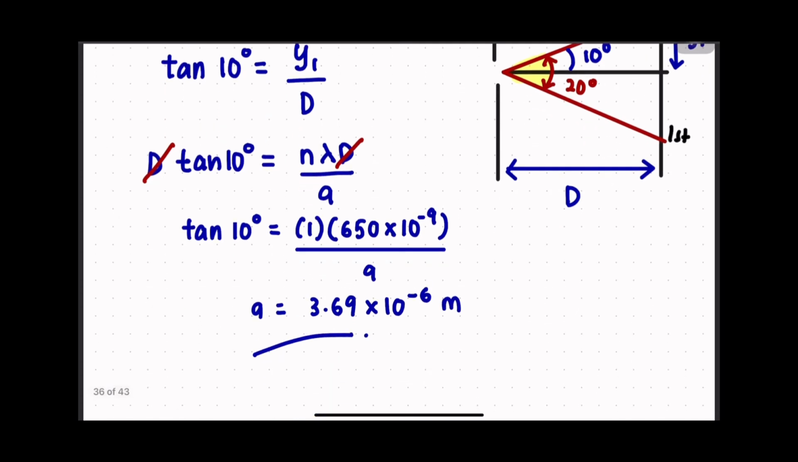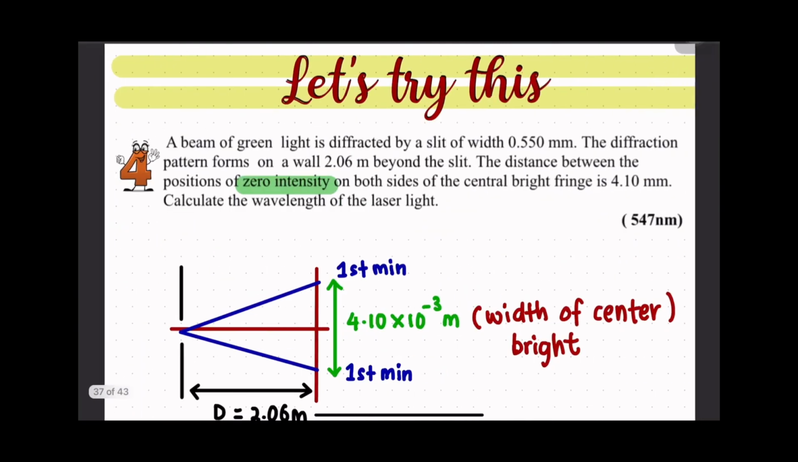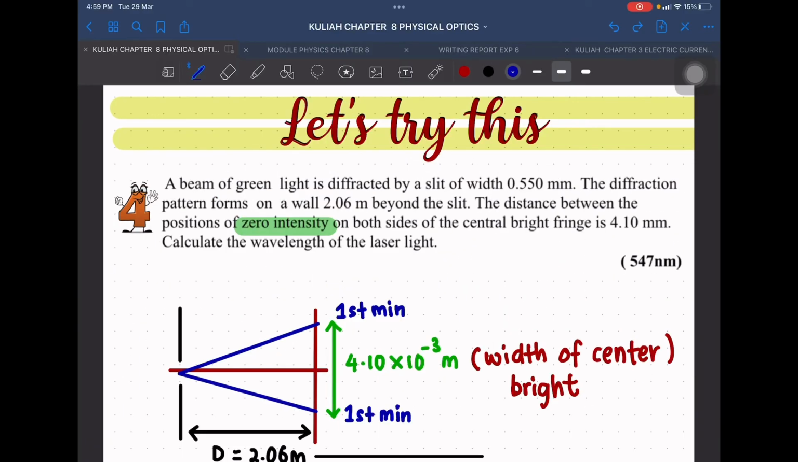Okay, alright, so next. Okay, next we have a beam of green light is diffracted by the slit of the width of 0.55 mm. The diffraction pattern formed on the wall is 2.06 meter beyond the slit. The distance between the position of zero intensity on both sides of the central bright fringe is 4.10 mm. Calculate the wavelength of the laser light.